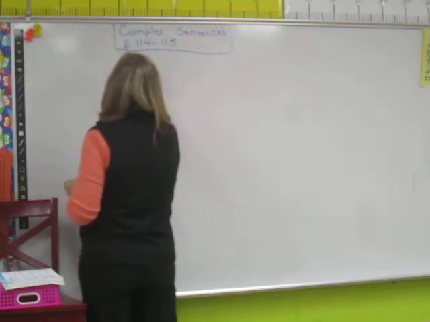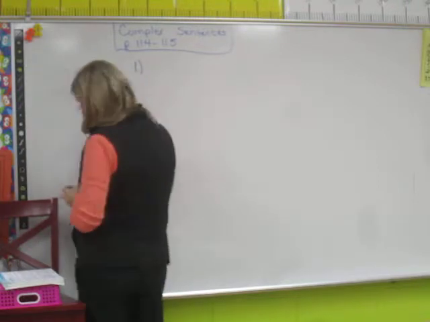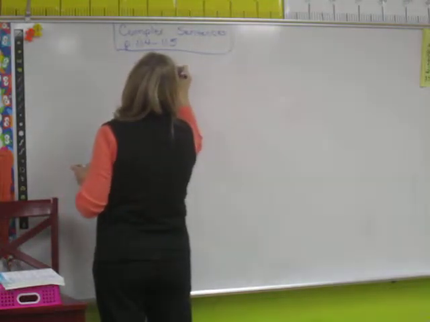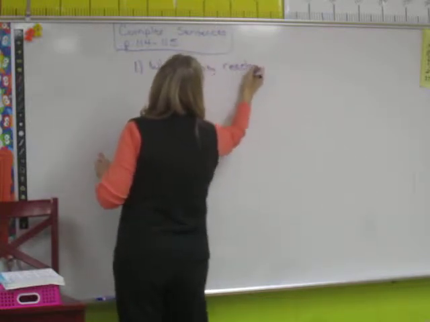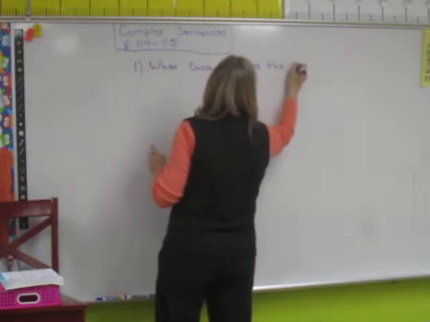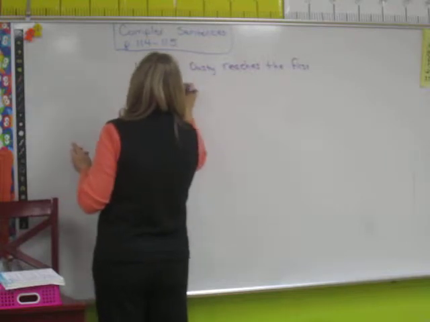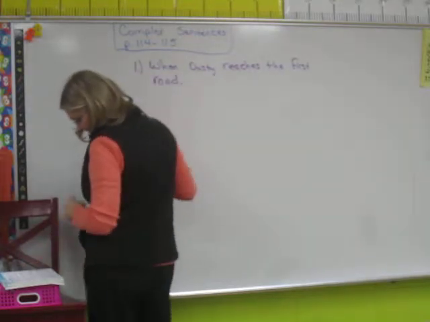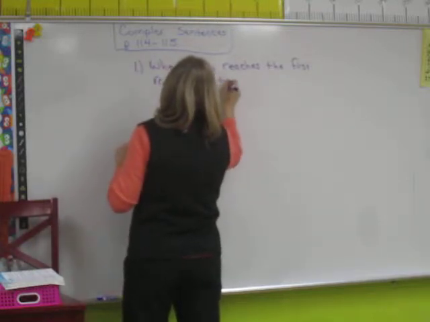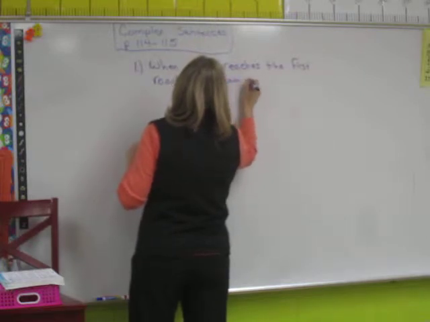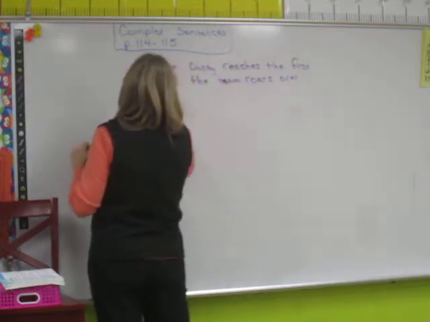So number 1, here we go. You do not have to do number 1 because I'm doing it with you. When Dusty reaches the first road, oh, there's a comma. So that must mean that the dependent clause comes first. The team roars over the pavement. Boy, they give us long sentences, don't they?